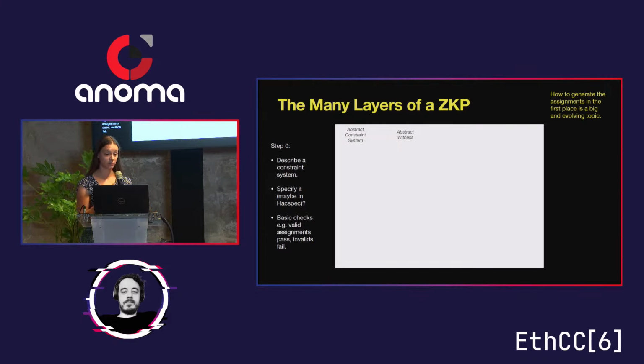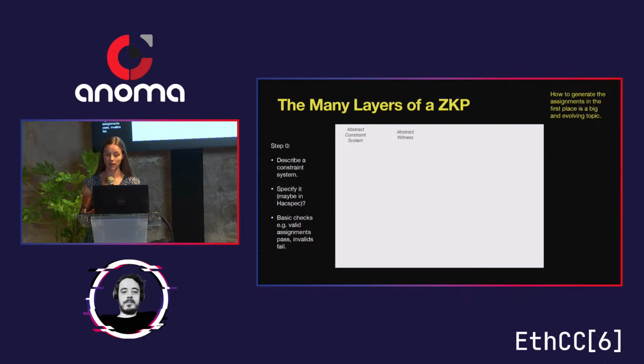It's been mentioned that it would be a good idea maybe to do this in HACSPEC, and do some basic checks to check that valid assignments pass, invalids fail, things like that. I would say that okay, you've described your constraint system, how are you then going to generate it, is something that we're not tackling right now, mostly because we don't know how to tackle it. I can't give a better answer than that.